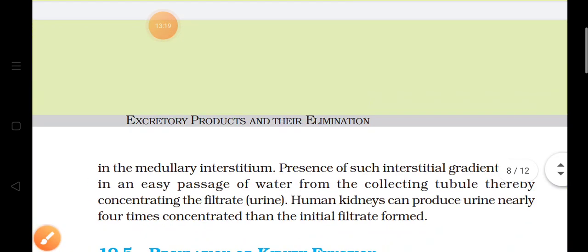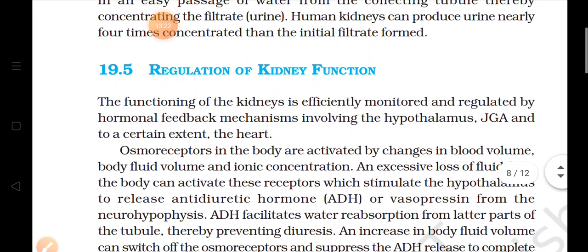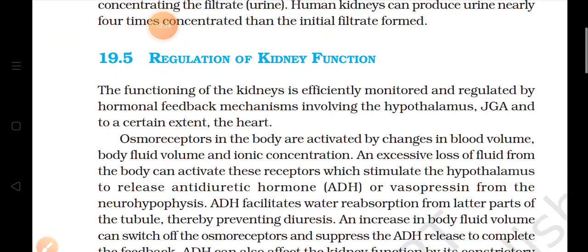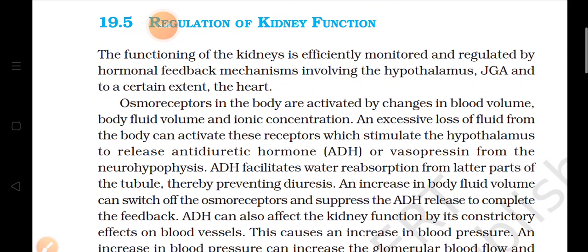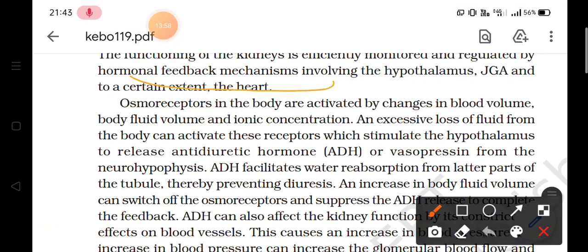Now the next topic is regulation of kidney function. So who is controlling it? We have studied that kidneys have nephrons, then in the nephron there are tubules, vasa recta, Henle's loop, ascending limb, descending limb, and all these help in making the urine or the filtrate concentrated. But how is the function regulated? The kidneys work efficiently, and they are regulated by the feedback mechanism of hormones.